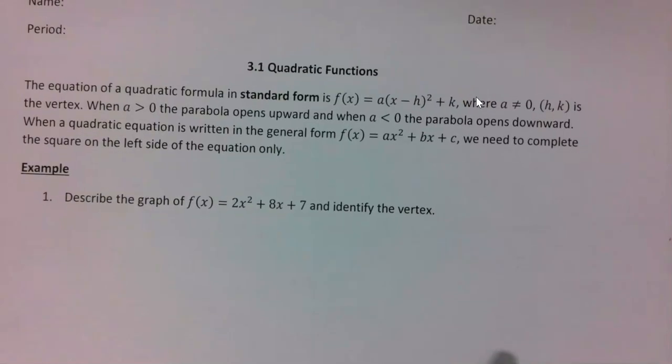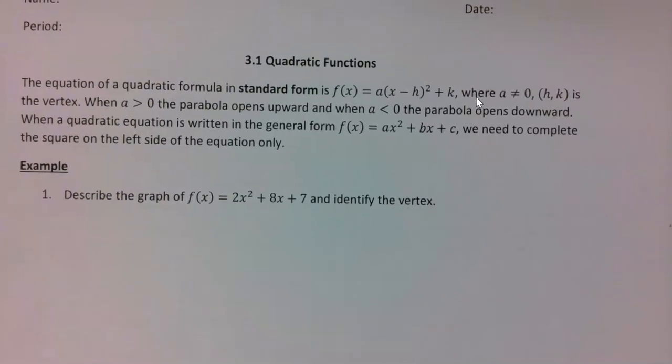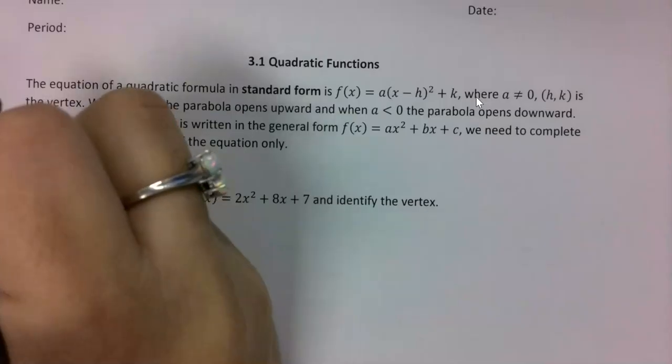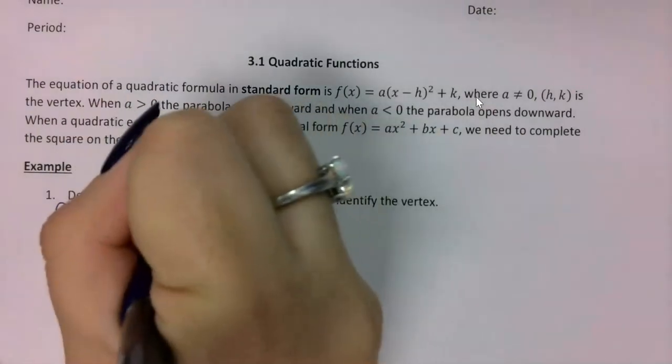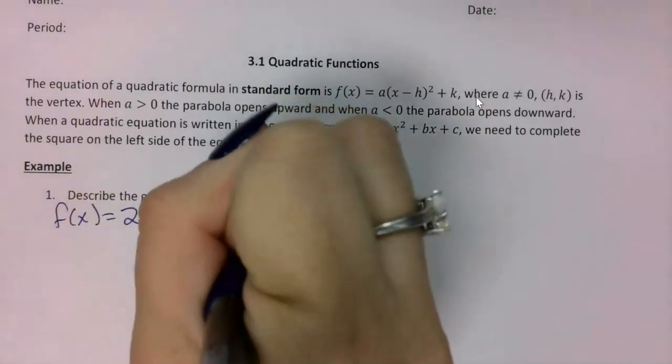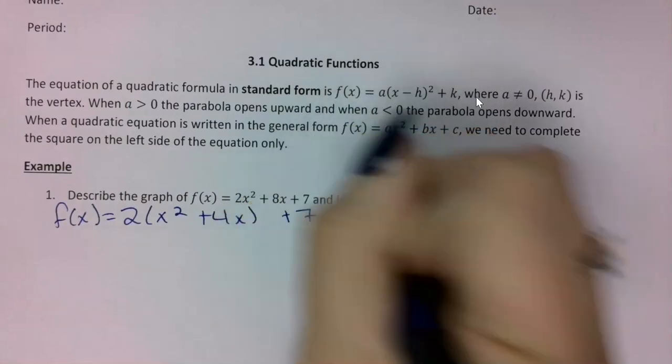Okay, so number 1 wants me to describe the graph and then identify the vertex. So the way I do this is I want to complete the square on the left side only. No, right side only. Right side's where the numbers are. So the first thing I'm going to do is factor out my a value from the two terms with x. So I'm going to take 2 out of those first two terms, and I'm left with x squared plus 4x. And then I still have that 7 outside.